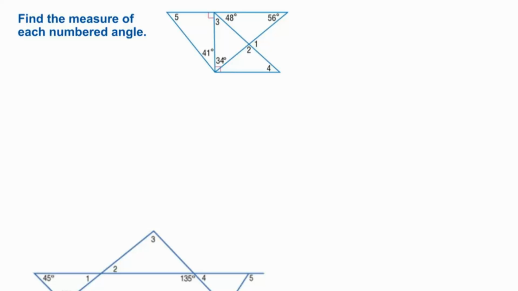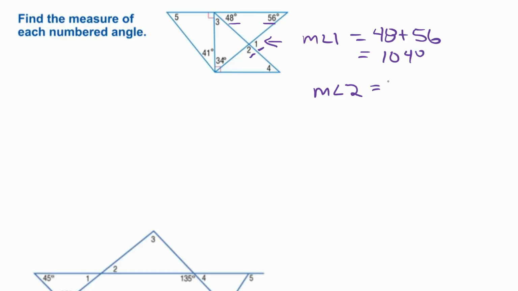So we want to find the measure of each of the numbered angles. If I look at angle 1, the measure of angle 1 would be the sum of the two remote interior angles. So that would be 48 plus 56, which would give me 104 degrees for the measure of angle 1. The measure of angle 2, well, 2 and 1 are a linear pair, and a linear pair is supplementary. So to find the measure of angle 2, I would take 180 and subtract the measure of angle 1, which is 104 degrees, and I would get 76 degrees.